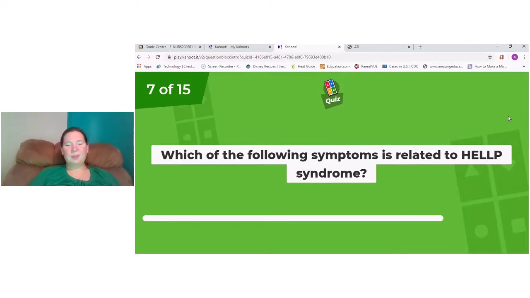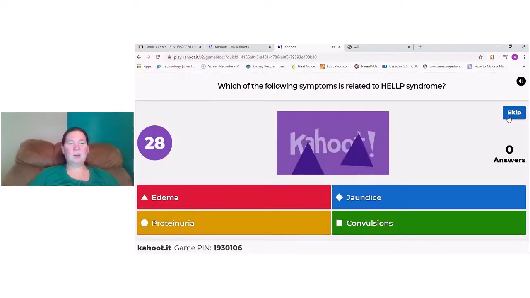Which of the following symptoms is related to HELLP syndrome? So edema, jaundice, proteinuria, or convulsions. Remember, not related to preeclampsia, related to HELLP.